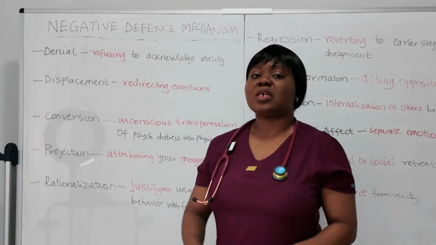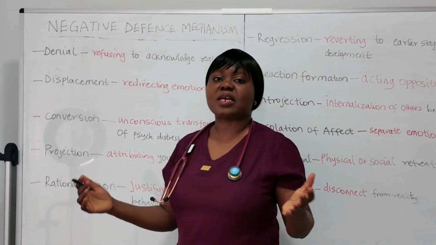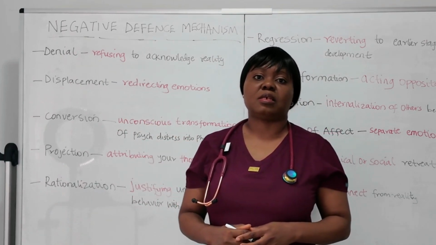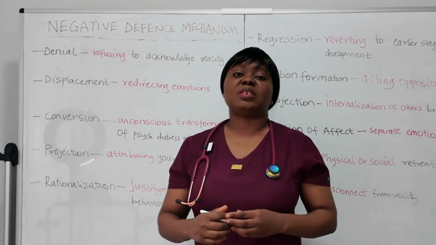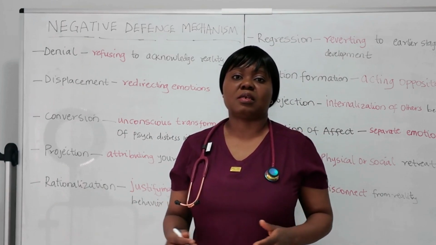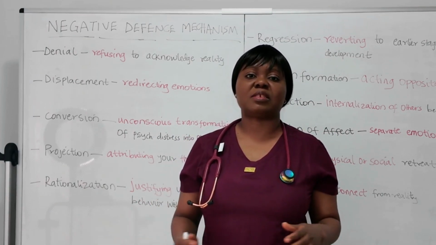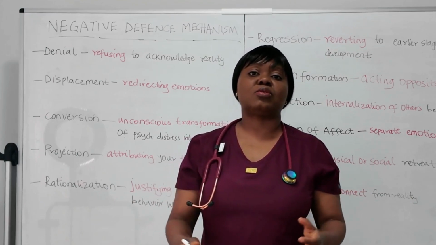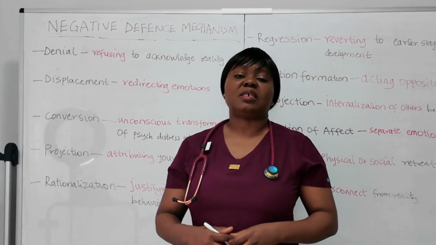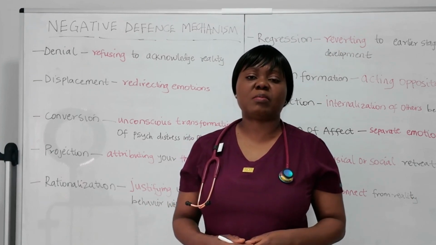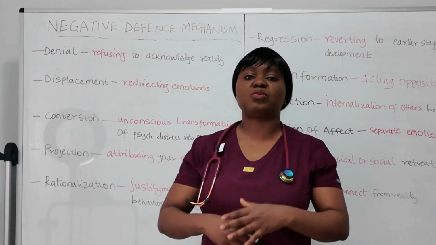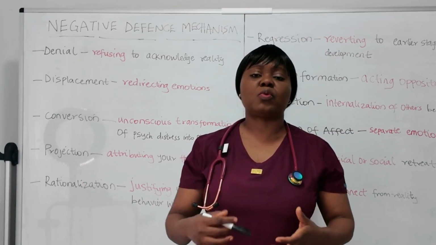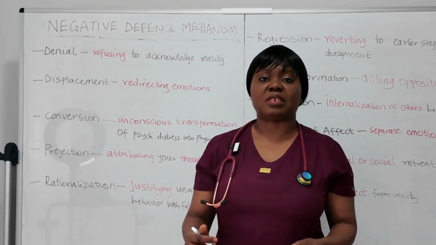So the first one is denial. As it goes, you are denying a situation. It means refusing to acknowledge reality. An example would be somebody that has been diagnosed with cancer, who begins to say, oh, I don't have it. They reject it and say, I don't have it. Or someone that is diagnosed with diabetes mellitus, and this person says, my sugar has always been normal. It is not me. I don't have diabetes. And they begin to eat anyhow, and will not be careful in choosing what to eat. That would be an example of denial.